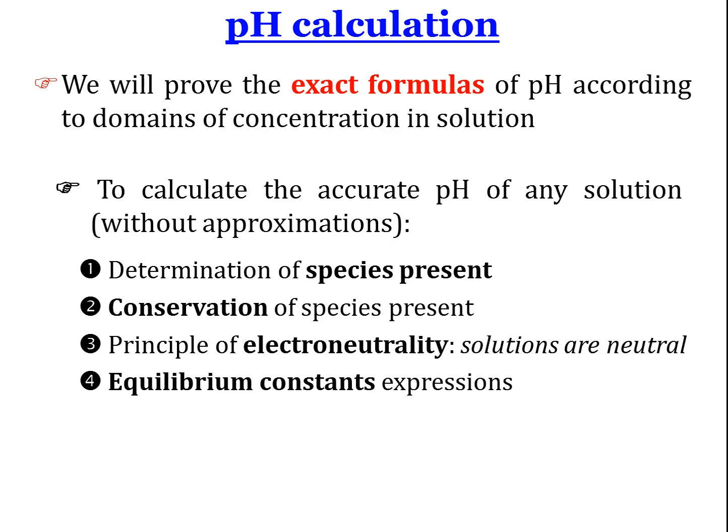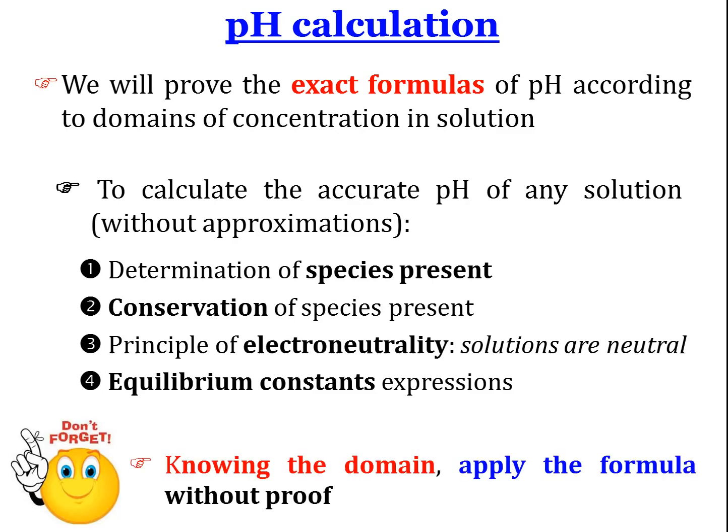In step 4, we write the equilibrium constant expressions of all equilibria present in our solution. By applying these steps, we will have the accurate pH formula. Don't forget that we can use the formula without a proof, but on condition that we know the domain of approximation in the solution.